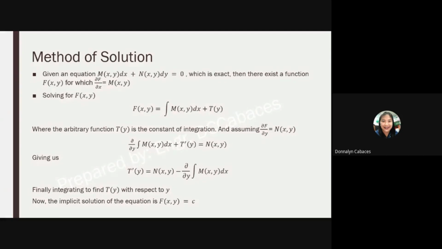And from this equation, we determine t prime of y, because here our target is to find t of y to be added to the integral of m as a function of x, y dx. From that equation, t prime of y is n, by transposing this first term to the right. That is n as a function of x, y minus the partial derivative with respect to y of the integral of m as a function of x, y dx. We need to find t of y, therefore we integrate with respect to y. And the implicit solution of the equation is f as a function of x, y equal to c.